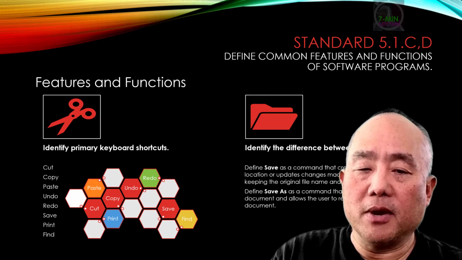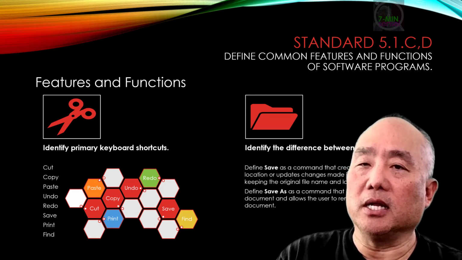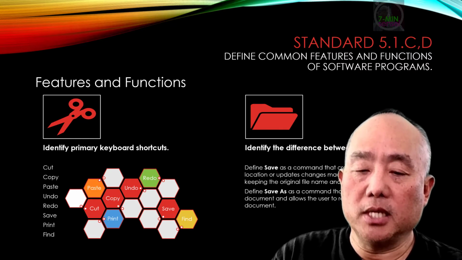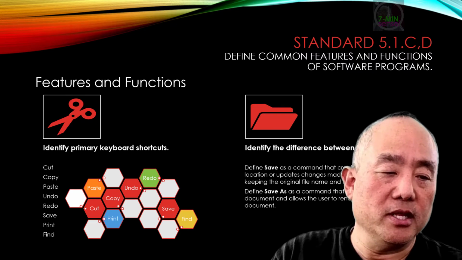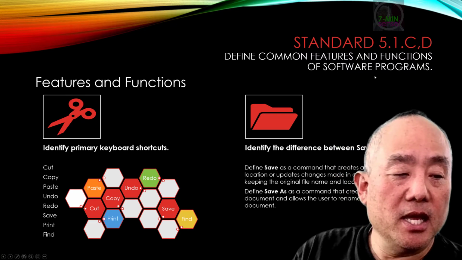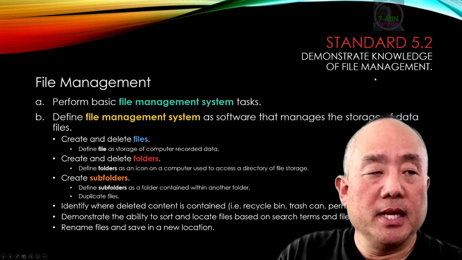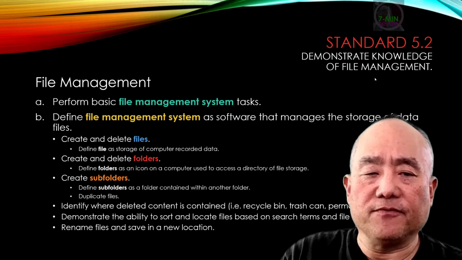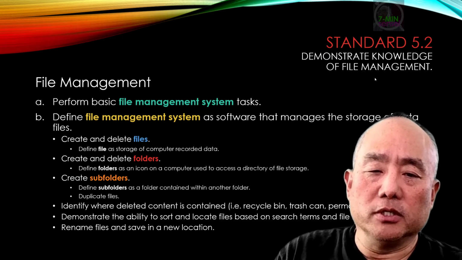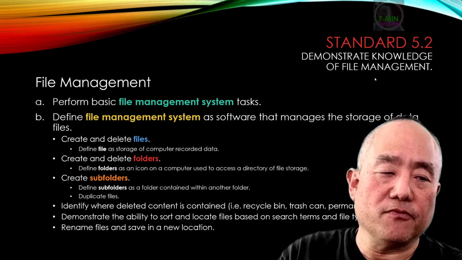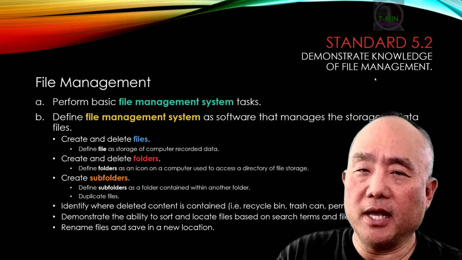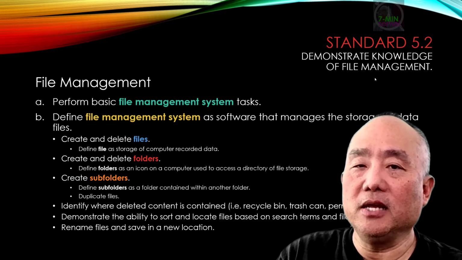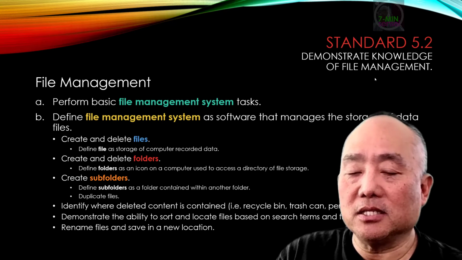We'll identify primary keyboard shortcuts such as cut, copy, paste, undo, redo, save, print, and find. We'll identify the differences between save as and save. In Standard 5.2, we discuss file management. We'll perform basic file management tasks. We'll define file management systems as software that manages the storage of data and files. We'll create and delete files, create and delete folders, create and delete subfolders.